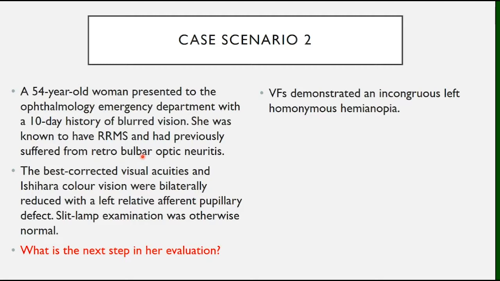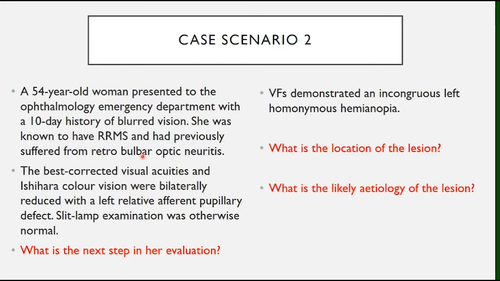So now that you know that she's got incongruous left homonymous hemianopia, what are your differentials? Stroke is possible. What else? She has MS, so she could be having a demyelinating lesion. Okay, you mean a flare? Yeah. Okay. So those are two good differentials. So it could be stroke, it could be an MS flare, and that's why we would want to do an MRI, and an MRI was done which actually showed a flare of MS in the right thalamus region.